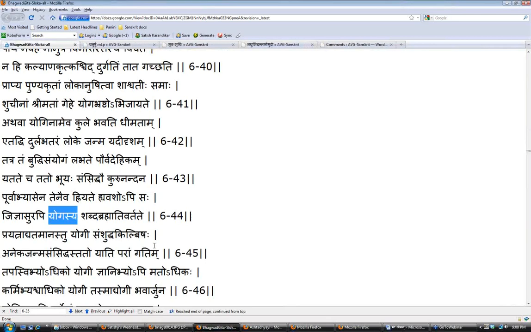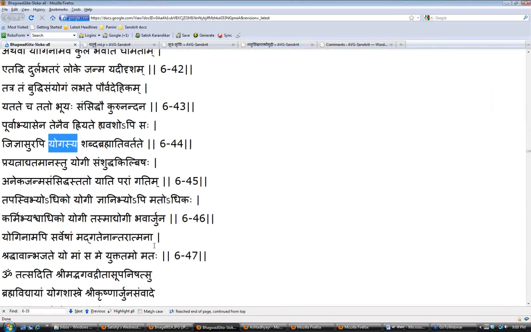I know time is up, but we're coming right here. Yatate ichitato bhuyaha samsiddha. So samsiddhau yatate, he strives in the matter of perfection, which means in English he strives for perfection. Yatate, that's the dhatu yat. Yatate ichitato bhuyaha samsiddhau, saptami.